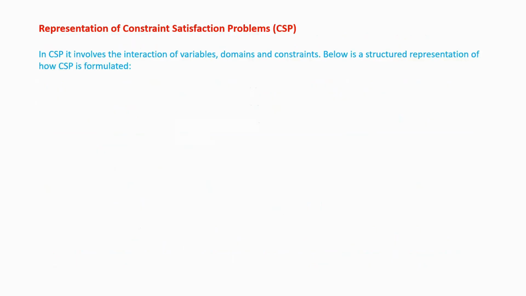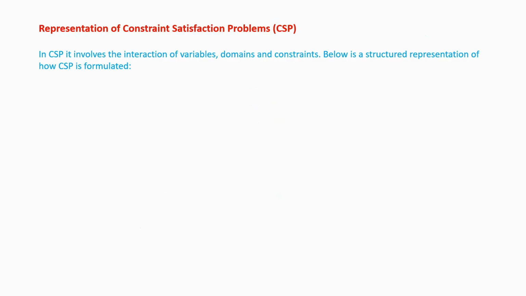So next we have the representation of constraint satisfaction. In a CSP, it involves the interaction of the variables, domains, and constraints, right? That is the structure of how a CSP is formed. So we can say that a CSP is formally defined by the interaction of its three core components: variables, domains, and constraints.